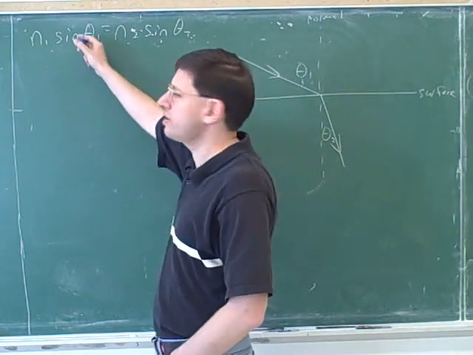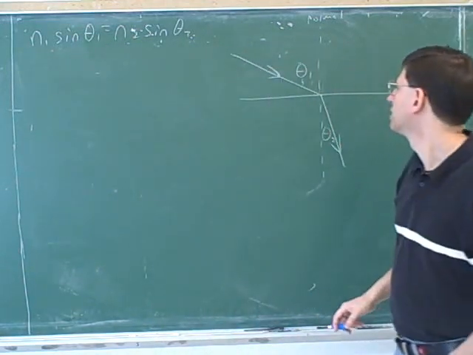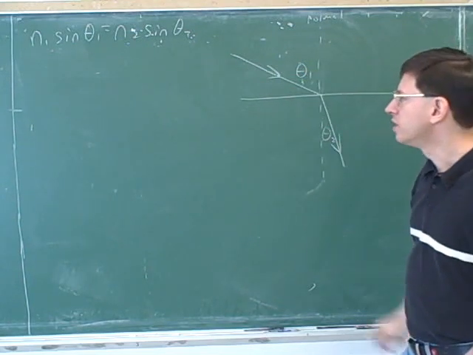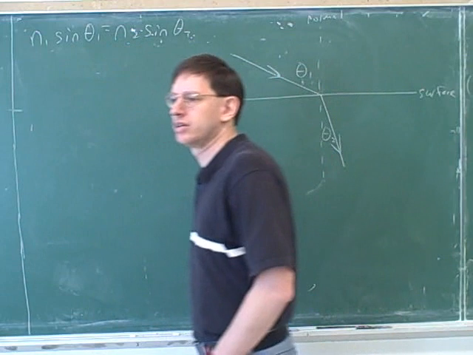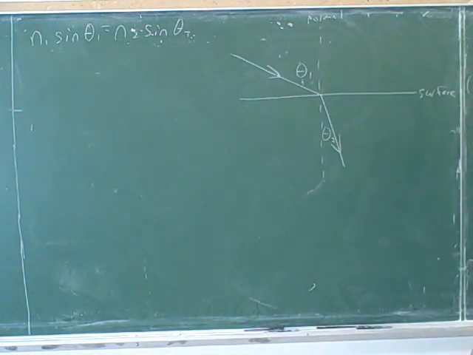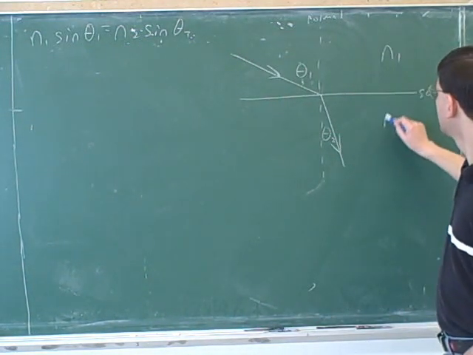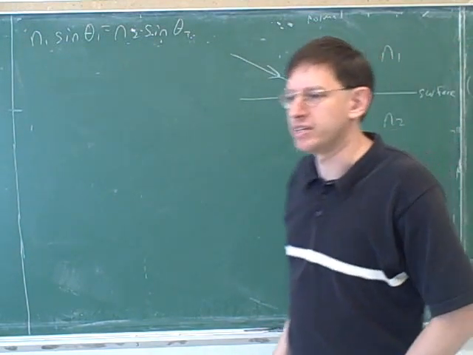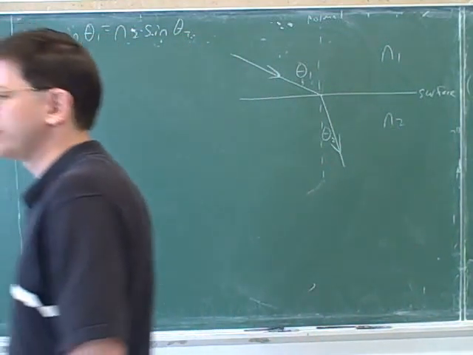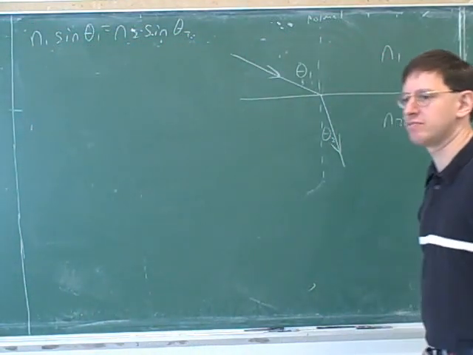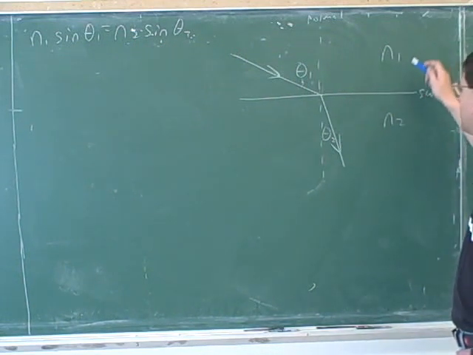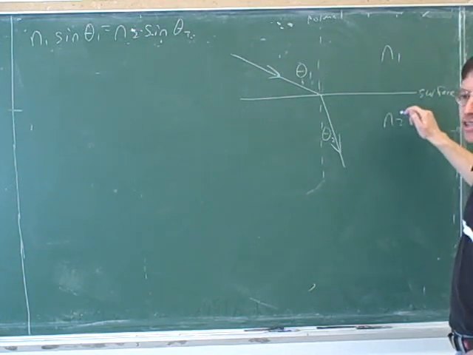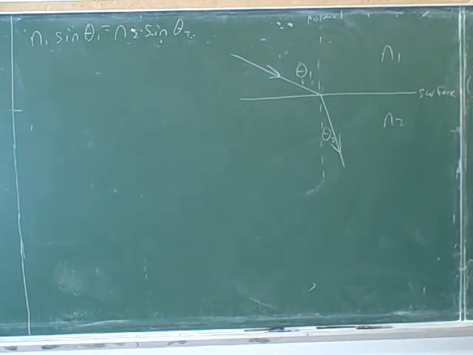Now, what does theta 1 represent? The angle between the incoming light and the normal. And then theta 2 is the angle between the outgoing light and the normal. So what's the difference between N1 and N2? N1 is the index of the first medium. So every medium has its own index of refraction. Remember the medium is just the stuff that you're traveling through. So it's good to put in your picture, write N1 for where that's the index of refraction and N2 for where that's the index of refraction. So that gives us our N1 and our N2.